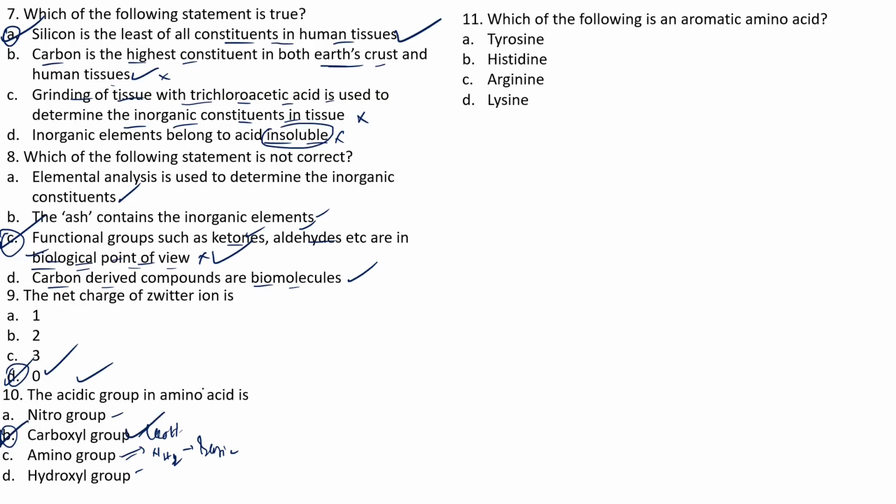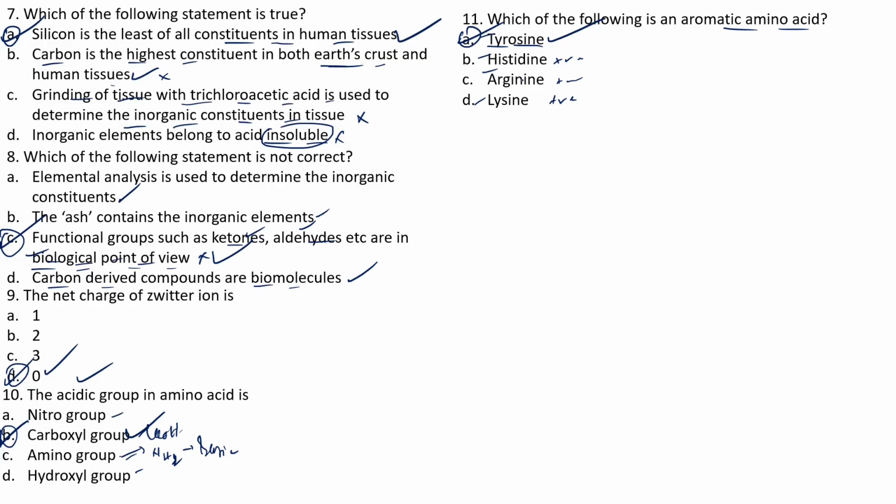Now moving on, which of the following is an aromatic amino acid? Tyrosine, histidine, arginine, lysine, right? So now we know there are 3 examples that have been mentioned in a textbook: tyrosine, tryptophan, and phenylalanine, right? Only these 3 belong to the aromatic amino acids, and hence A is our right answer. Histidine is actually positively charged, and arginine is also positively charged, lysine is also positively charged, right? So all these are actually positively charged amino acids.